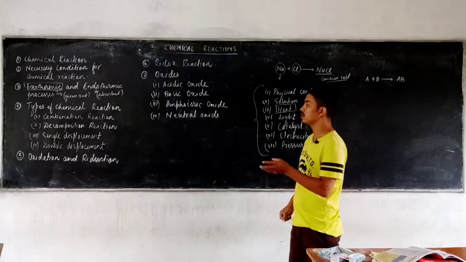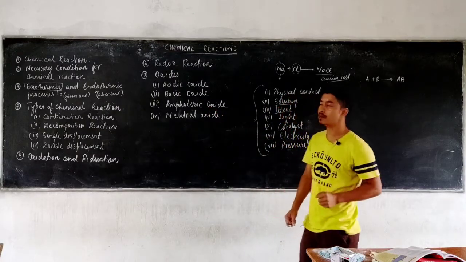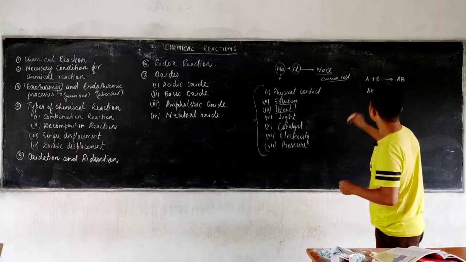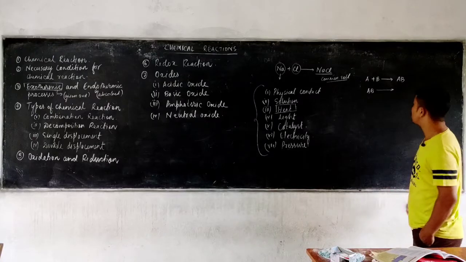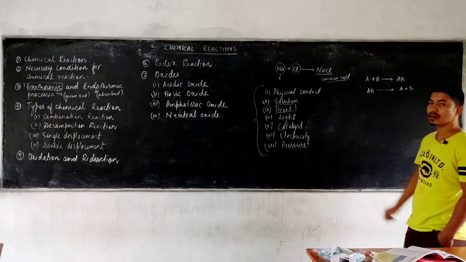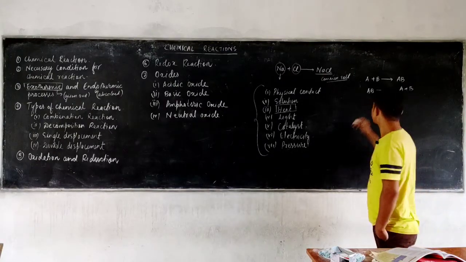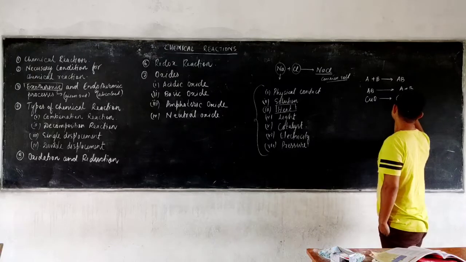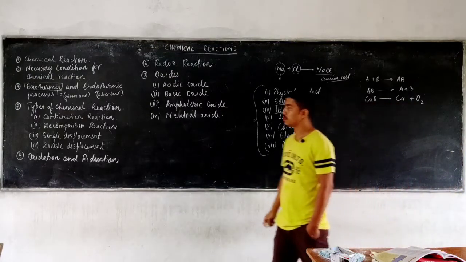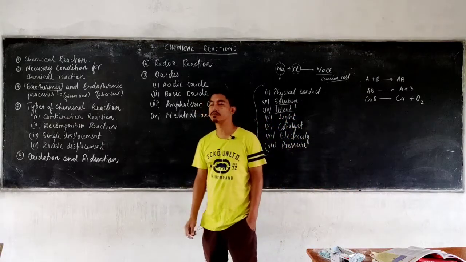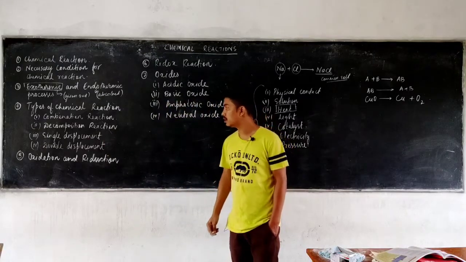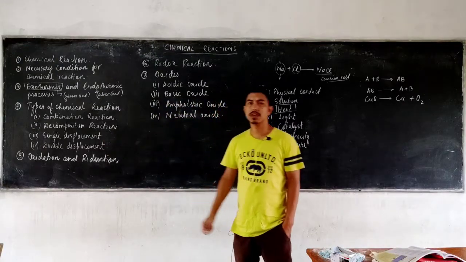Decomposition reaction is just the opposite of combination. In this, one compound, when heated, or when light energy falls on it, or when electric current is passed, breaks into its constituent elements. For example, copper oxide, when strongly heated, forms copper and oxygen. So the reaction in which a single compound breaks into two, or sometimes more than two, products is known as a decomposition reaction.